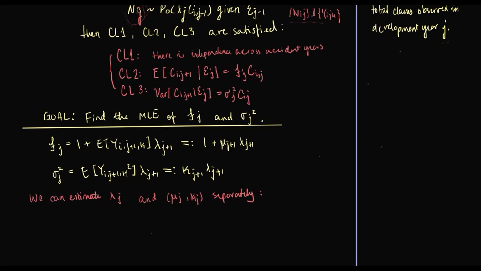And in fact, the example also gives us an estimate for lambda j already. So lambda j plus 1 is estimated using a ratio between the total number of observed claims when we stand in the j plus first development year, where we sum over all of the observed accident years, and then we divide by the total claims belonging to development year j summed over the observed accident years.